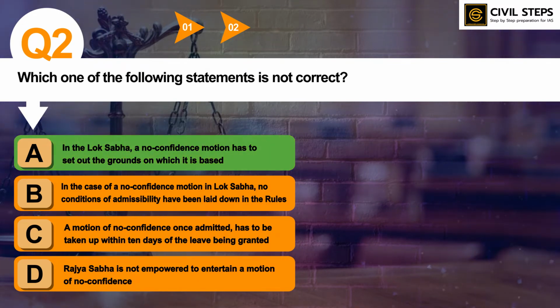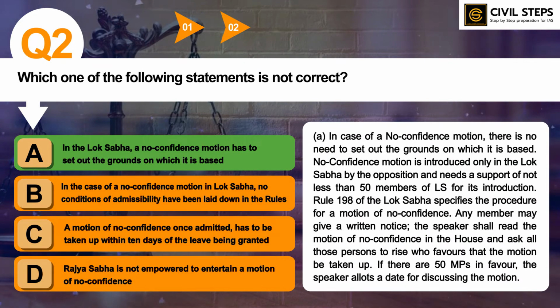In the Lok Sabha, a no confidence motion has to set out the grounds on which it is based. So this option is not correct. In case of a no confidence motion, there is no need to set out the grounds on which it is based. A no confidence motion is introduced only in the Lok Sabha by the opposition and needs the support of not less than 50 members of Lok Sabha for its introduction. Rule 198 of the Lok Sabha specifies the procedure for the motion of no confidence.